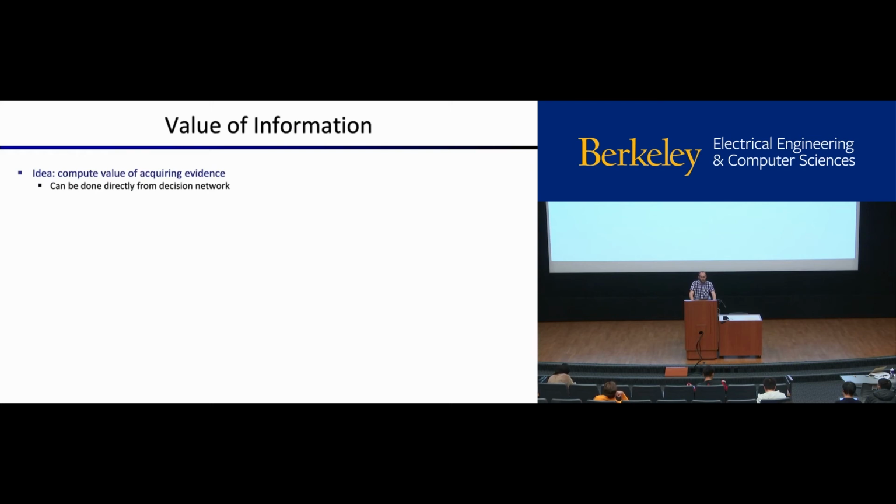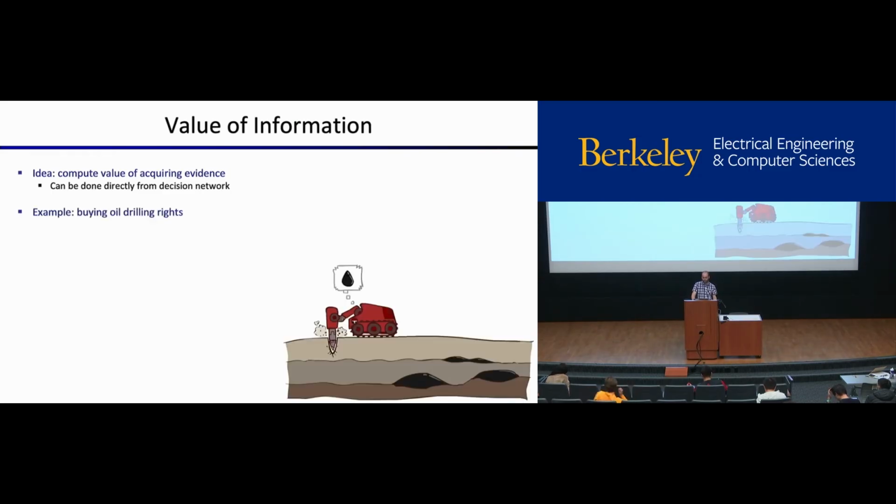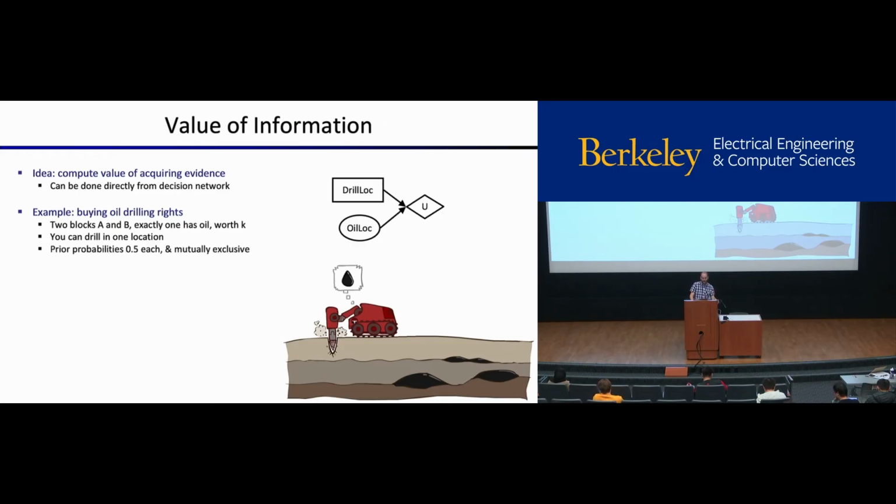So the idea is to compute the value according to your utility function of acquiring pieces of evidence. And this can be done directly from the decision network. So for example, buying oil drilling rights, the drill location combined with the oil location will determine how much oil you get. If you drill at the wrong location, you're not going to get anything. If you drill at the right location, you'll get lots of oil. So let's say we have two blocks, A and B, and exactly one has oil in it, and that's worth K. You can drill in only one location.